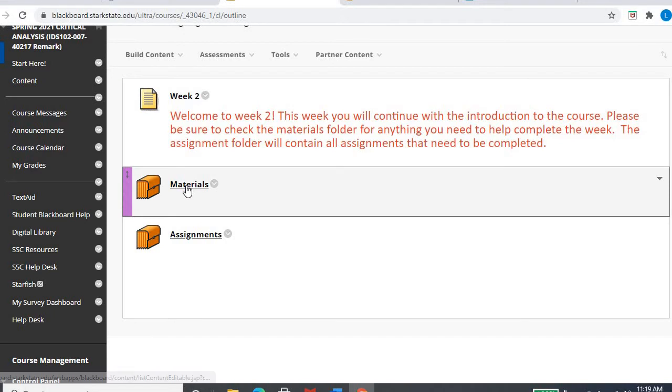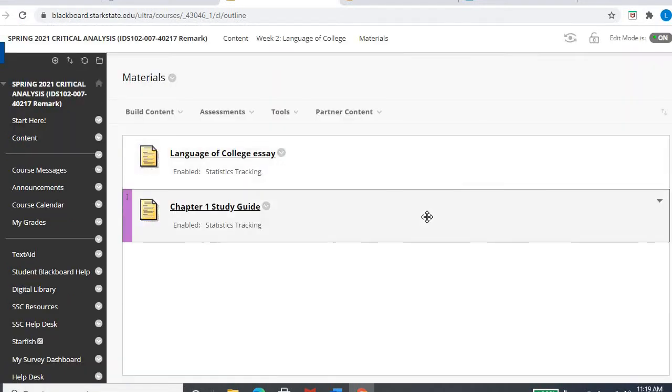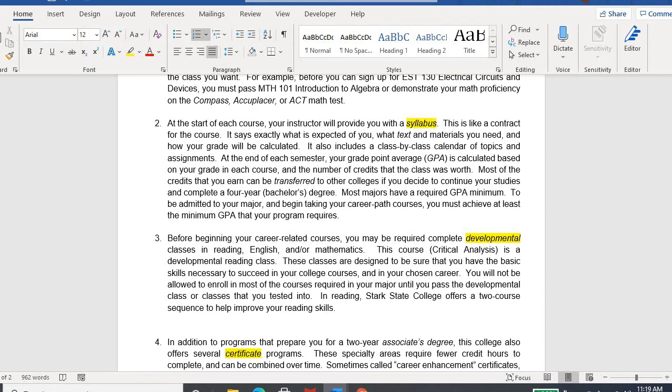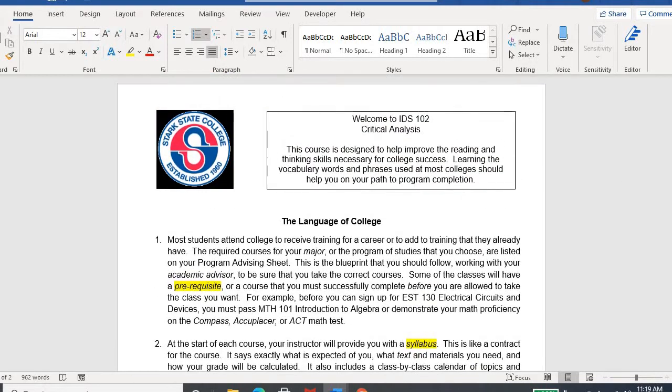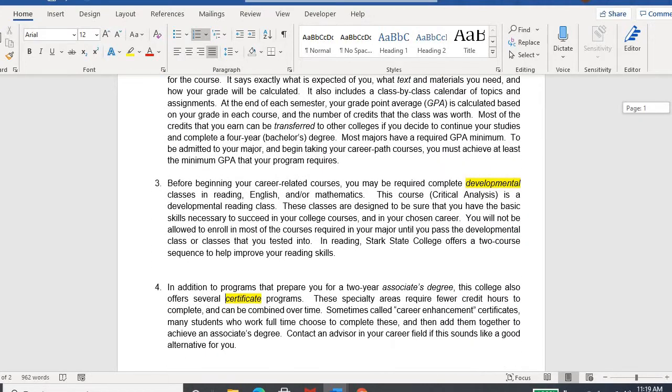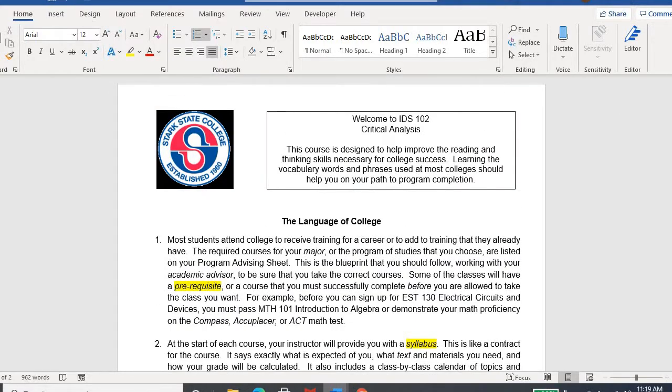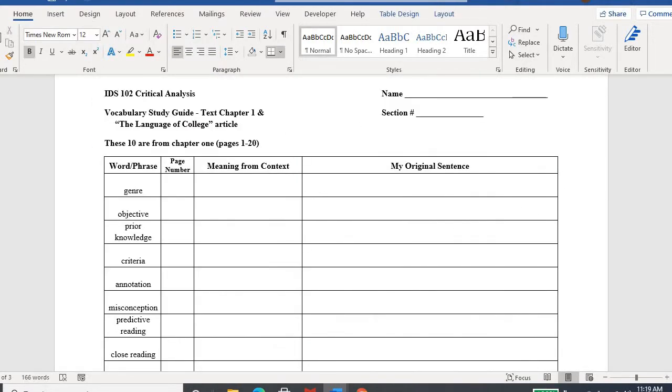And so I'm going to go ahead and click in the materials folder, and you'll see that there are two files and materials you're going to use to help you complete this week. If you open both of those, you're going to get the Language of College essay, which is the subject of this video. The Language of College is a 7-paragraph essay, if you will, that'll be the basis of today's reading. It'll also contain 10 vocabulary terms that we will be plugging into this vocabulary guide.